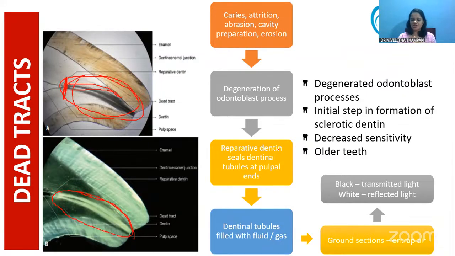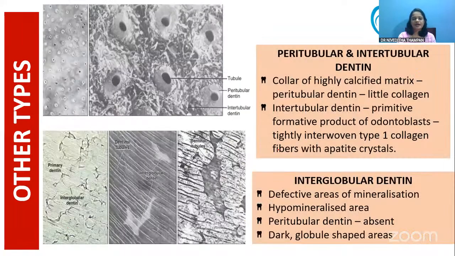Because of attrition and all. Usually in older teeth, if you do a ground section, you'll be able to see dead tracks like this. These teeth will also have decreased sensitivity. Then, these are the dentinal tubules. These small round-like areas you see are the dentinal tubules.